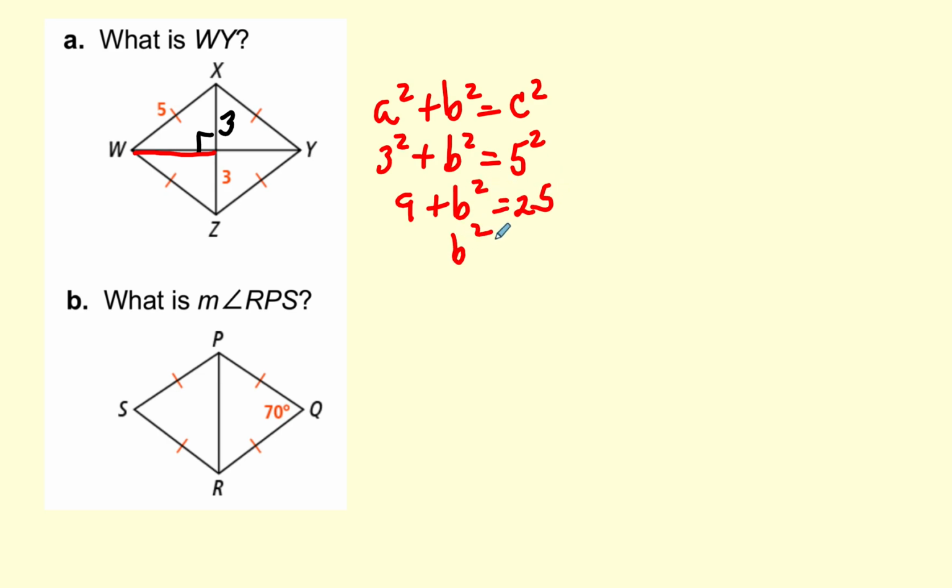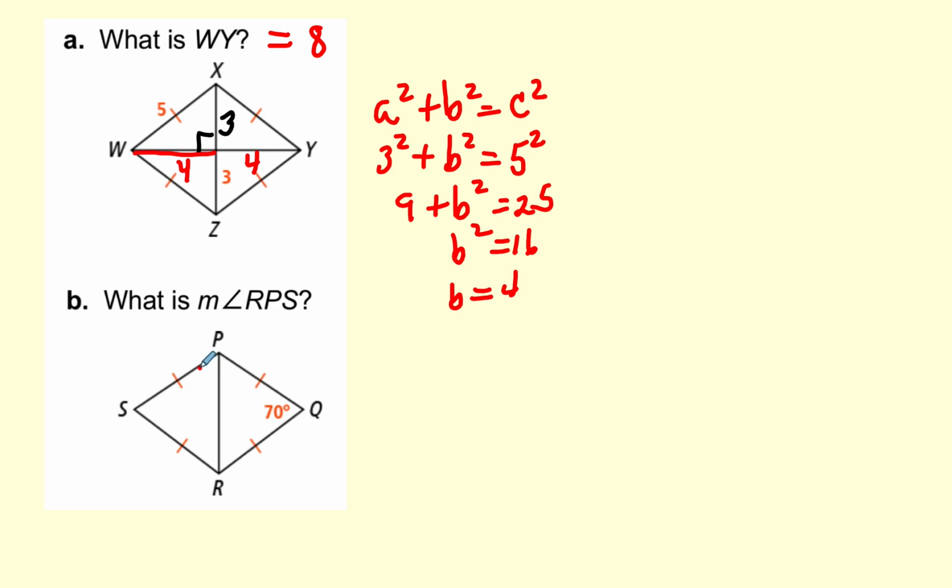B squared is equal to 16, so b is equal to 4. Now this being 4, I know the other side was going to be 4. So now I can answer the question. The answer is 8.